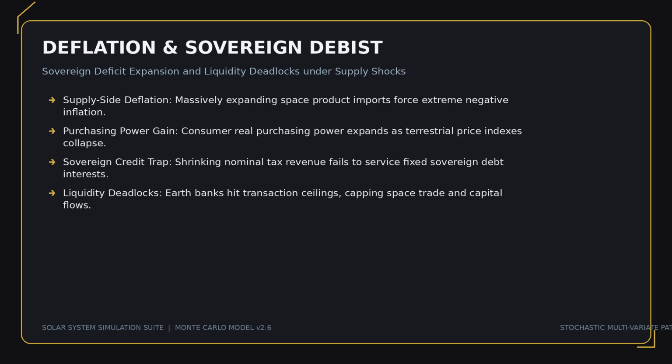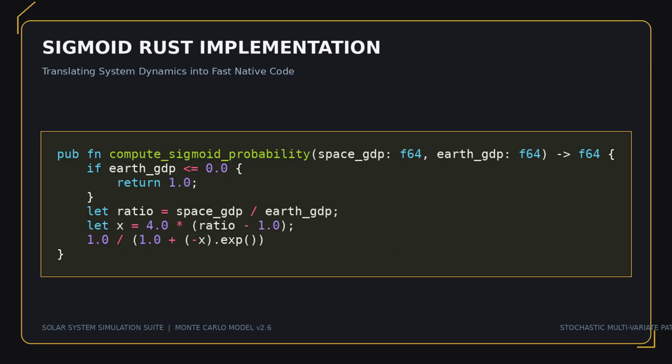Let's explore the simulation's macroeconomic deflation modeling. As artificial intelligence reaches full white-collar automation and massive off-planet energy beams saturate Earth, deep supply-side deflation is triggered. While falling prices benefit the real purchasing power of citizens, it devastates governments holding massive national debt. In our model, nominal GDP collapses while the nominal debt burden remains fixed. This causes the real value of the national deficit to balloon rapidly, driving terrestrial sovereigns into severe liquidity deadlock and credit default traps. Here is our Rust implementation of this sigmoidal transition.